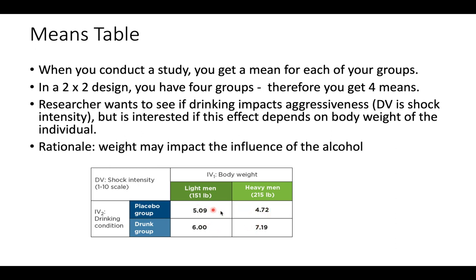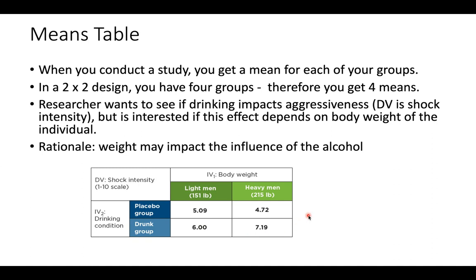And these numbers here in our little, what I'm going to call a Punnett square, for lack of a better term, these little numbers in each of our cells represents the average score of the participants that belong in that cell. So maybe we have 25 participants in each of these cells. So we have 25 light men in the placebo group, and their average shock intensity that they chose was 5.09, right? Our measurement of aggression. Maybe we have 25 more light men in the drunk group. They averaged a 6 on aggression. We have 25 heavy men in the placebo group who averaged 4.72, and 25 heavy men in the drunk group that average 7.19.